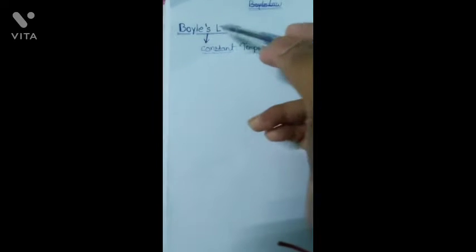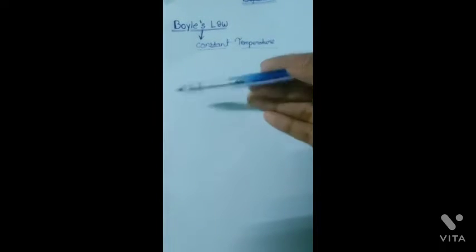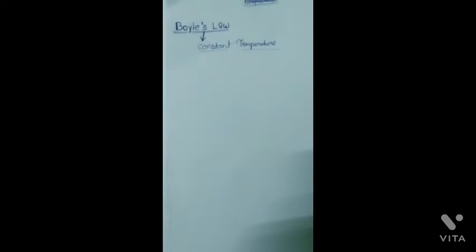So let's start. Boyle's law was given by Robert Boyle. He studied extensively the behavior of gases at constant temperature in 1662 and established a relationship between their volumes and pressures.